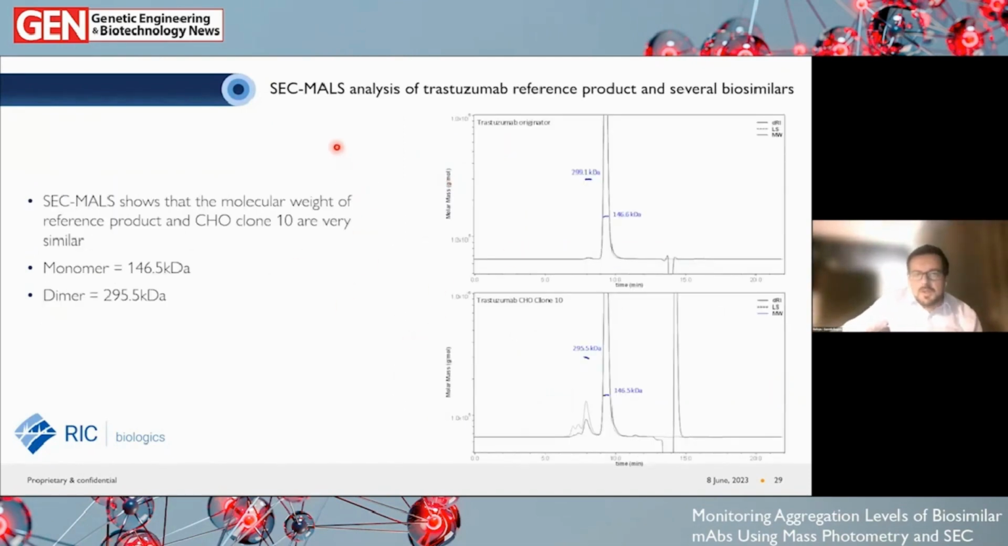So just performing a SEC-MALS analysis of the trastuzumab reference product and just one of the clones, in this case CHO clone 10, we can see that the reported molecular weight is very comparable between the originator or parent drug versus the biosimilar clone. So the monomer molecular weight is 146.5 kilodaltons for the biosimilar and 146.6 for the original reference product, and the mass of the dimer is very similar as well.